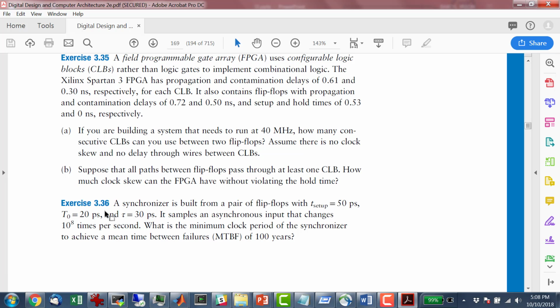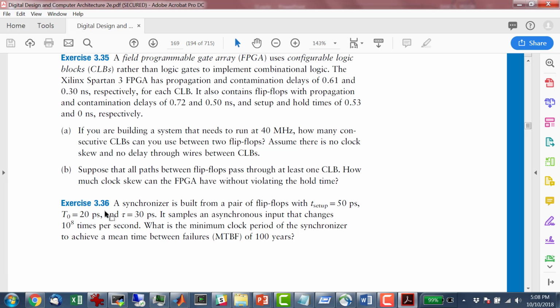Almost out of time. I had one more example, but I'm just going to briefly look at 3.36 here. So finally, we talked about synchronizers. We also talked about parallelism. There's an example on the quiz for parallelism. If you have any questions about that, let me know.